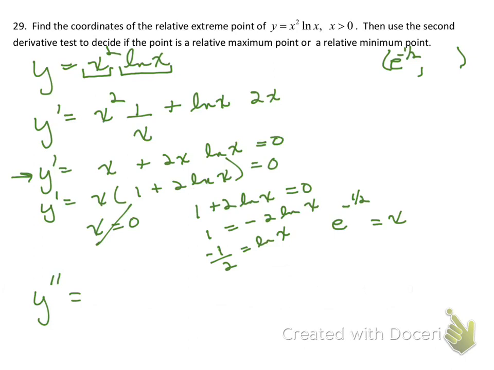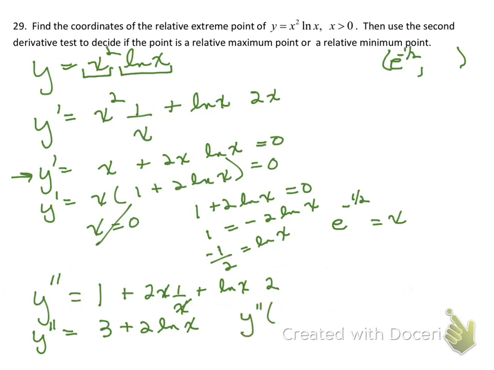Okay, that derivative is 1 plus, now you've got to do the product rule. Left, d right, plus right, d left. Okay, so let's clean this up. These can cancel, and that becomes a 2. So my y prime prime equals 1 plus 2, which is 3, plus 2 times the natural log of x. Okay, so now let's evaluate it.